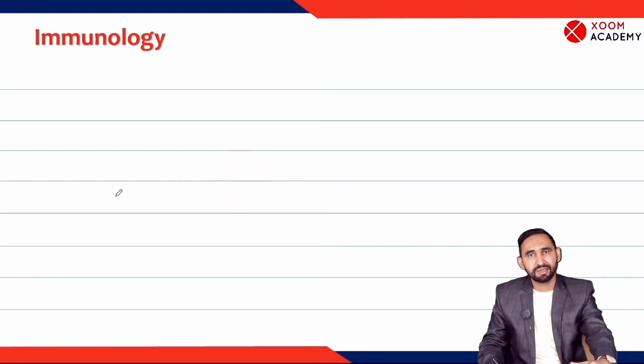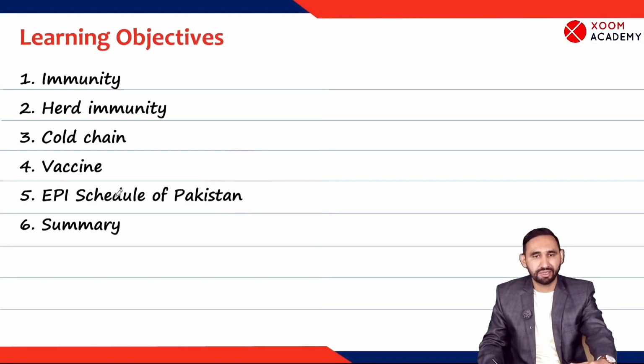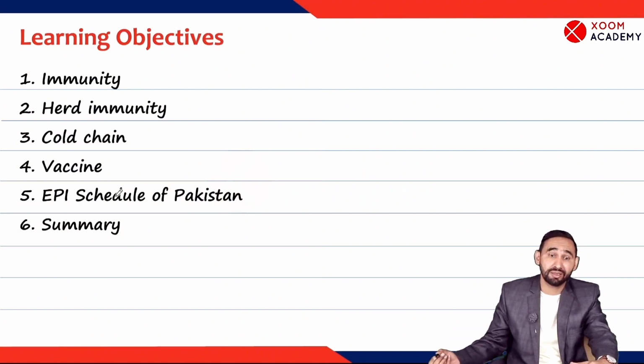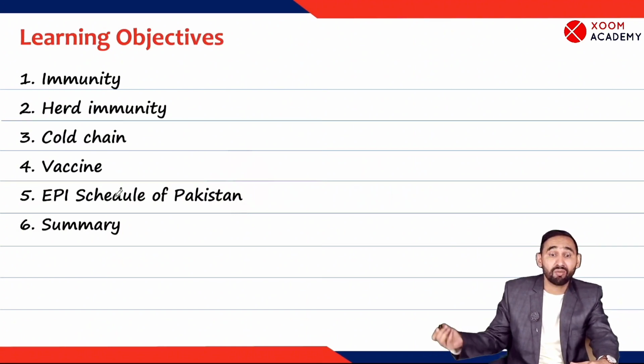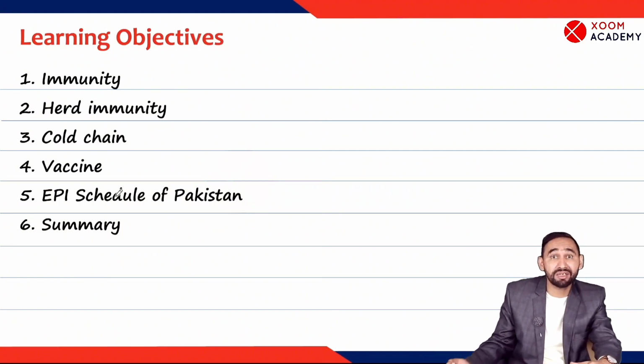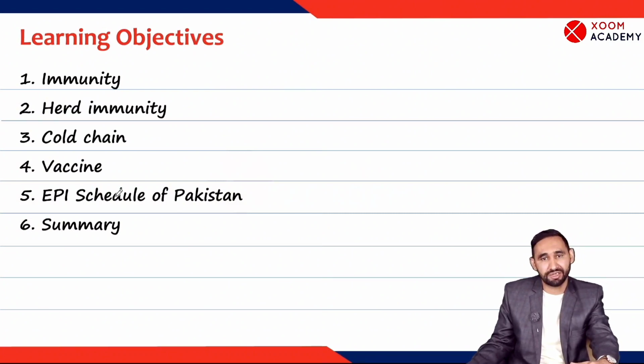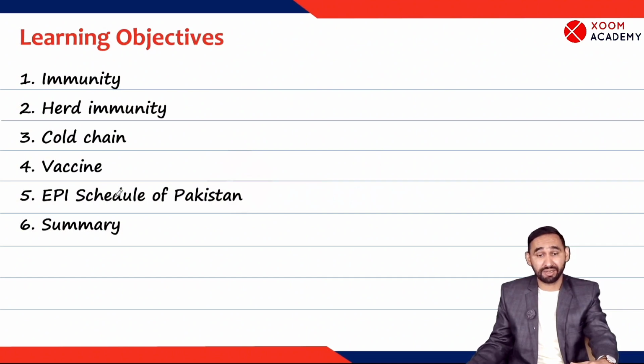Immunology. We'll discuss this session according to the following learning objectives. We'll discuss what is immunity, how we can define immunity, what is herd immunity, what is the mechanism of herd immunity, how it is achieved, what is cold chain, why it is essential, what are vaccines, what are various types of vaccines, and what is the current EPI schedule in Pakistan. In the end, we will summarize the session.